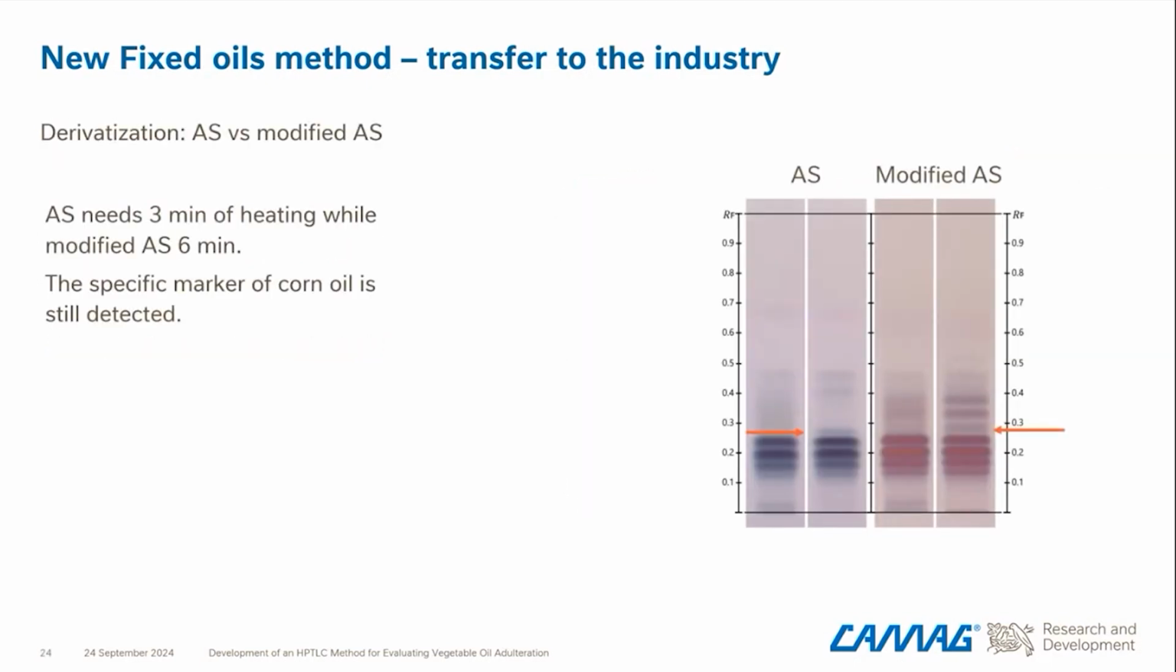Then for the derivatization step, we wanted to see if by using the regular anisaldehyde sulfuric reagent, we could detect the same thing as the modified anis. So we look at some specific oil. Here is the corn oil. And you see that with the corn oil, there is one zone that is highlighted with the orange arrow here. This zone has to be present in the corn oil. So here we see that we can detect it with the regular, but also with the modified one. So the regular anisaldehyde reagent is using a heating step at 100 degrees for 3 minutes, instead of 6 minutes for the modified one. So that's why we have decided to keep the regular anisaldehyde sulfuric acid reagent.